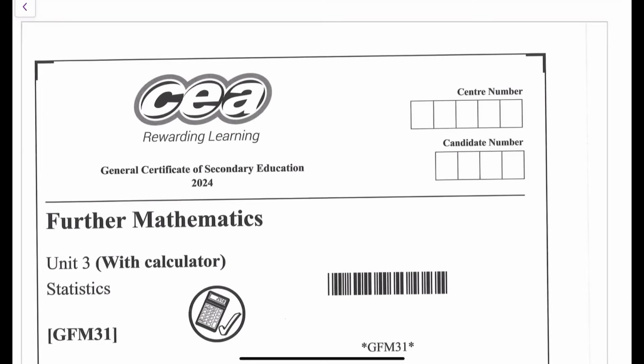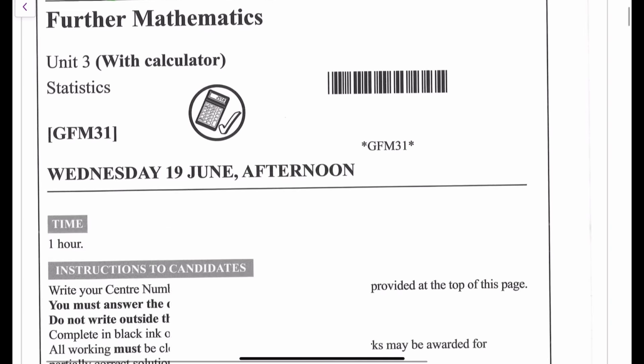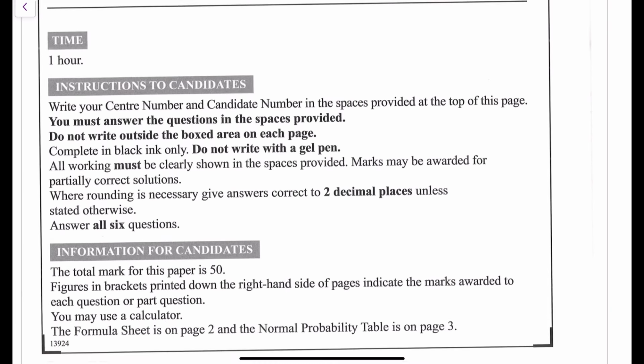These are the solutions to 2024's CCEA GCSE Further Mathematics, Unit 3, which is a statistics module, and you're allowed a calculator. A couple of things in the instructions: answers are to be given to 2 decimal places, and you've got 6 questions to answer.